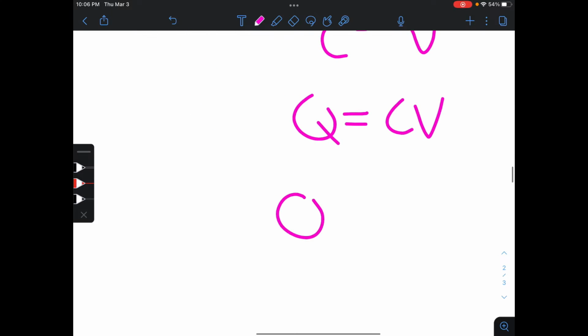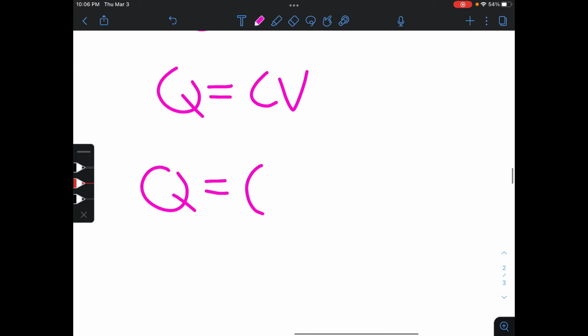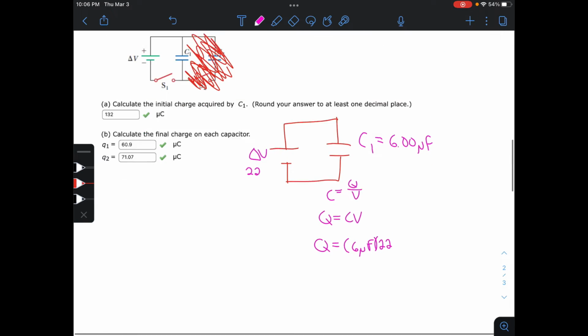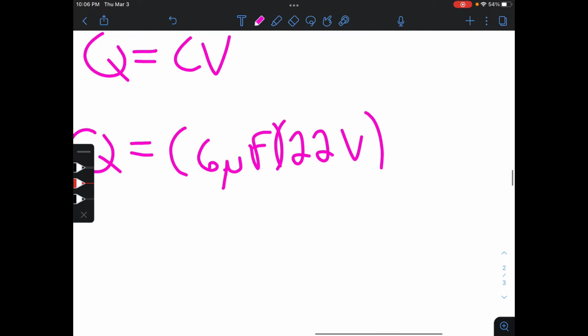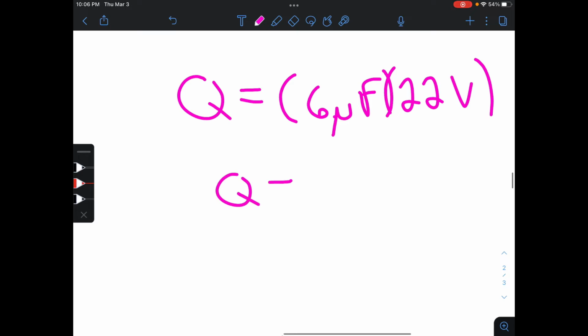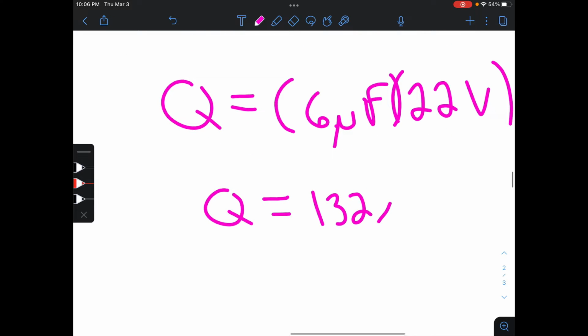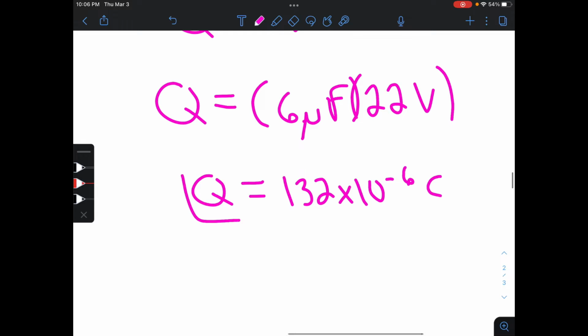So charge will be equal to these 6 farads times our total voltage, which is 22, right? Yeah, 22 volts, and that gives us a charge of 132 times 10 to the negative 6. Cool. And that would be our answer right there.